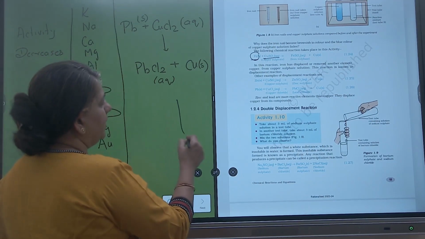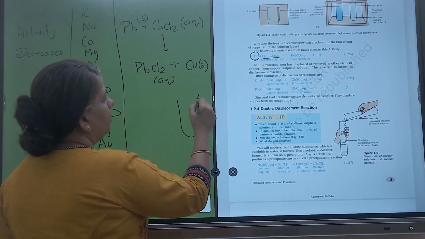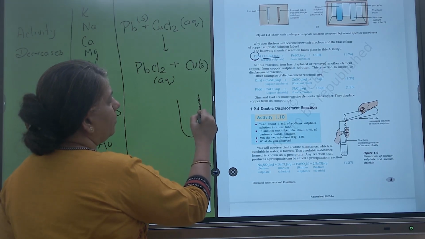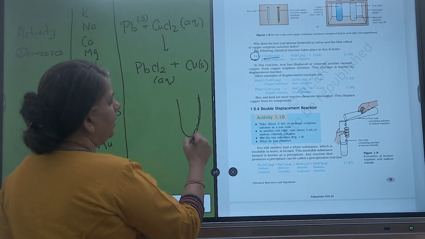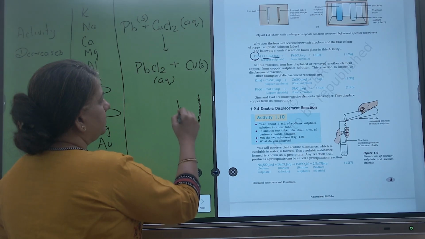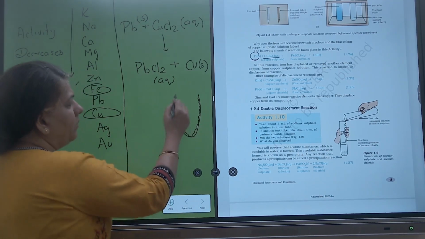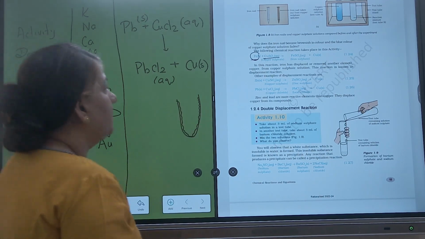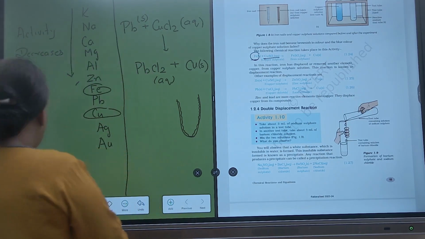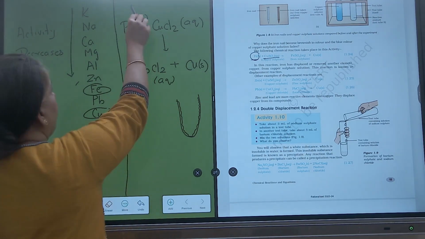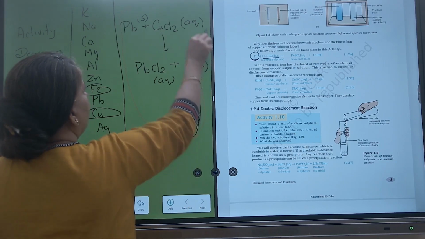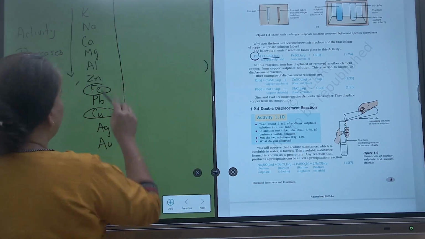If the reaction is taking place in a test tube, then you will see deposition of copper on the inner side of the test tube. So you will see a brown deposition here. If the reaction is given in this manner, often this question is asked.